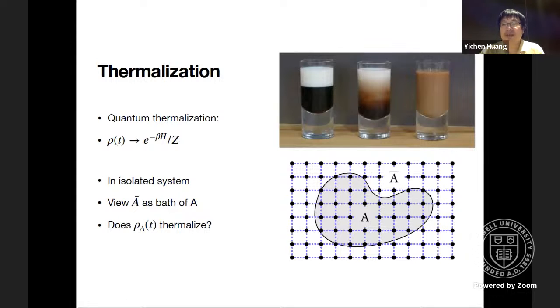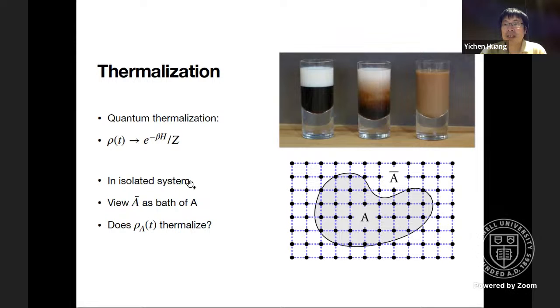Before I talk about entropy thermalization, let me first say a little bit about thermalization. Thermalization is something that we frequently see in ordinary life. For instance, from the figure, you can see that the milk and the coffee are thermalized. In this talk, we will focus on thermalization in quantum systems. This corresponds to the statement that the state represented by the density matrix at time t converges to, or approaches, the Gibbs state e^(-βH) over the partition function. And this is a statement about thermalization.